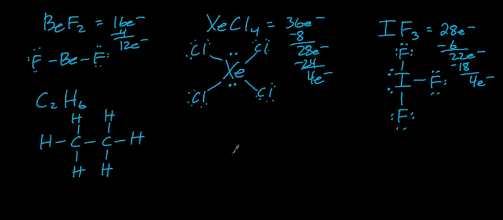BeF2: 2 bonds, no lone pairs on the central atom. This is linear. This is linear because beryllium is sp hybridized.